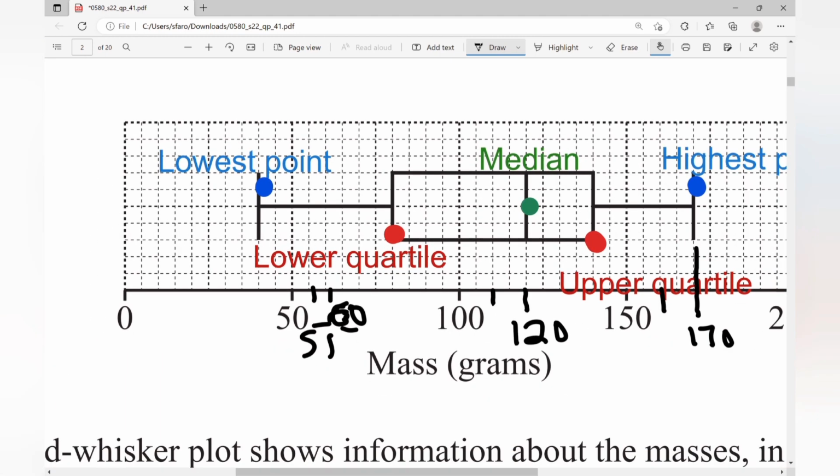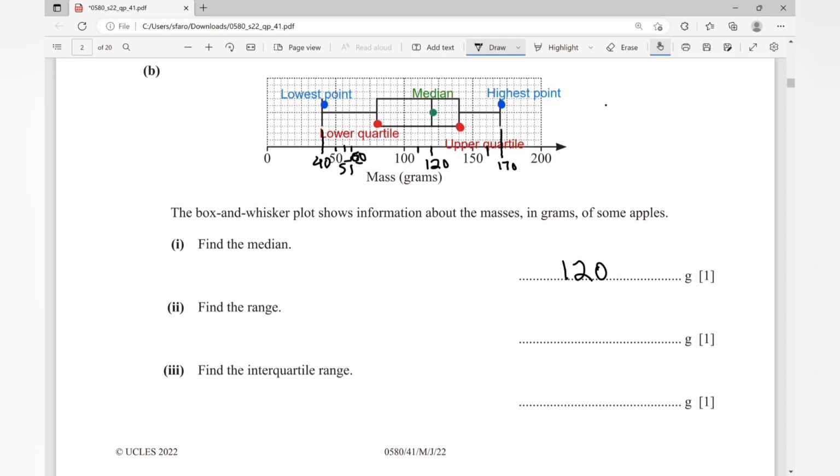And the lowest point over here, as you can see, if this is 50, then this will be 40. So what we simply have to do is subtract 40 from 170, and this will give us 130.